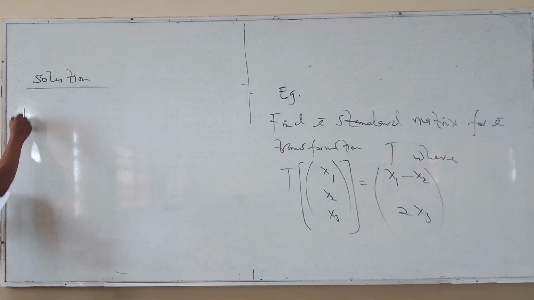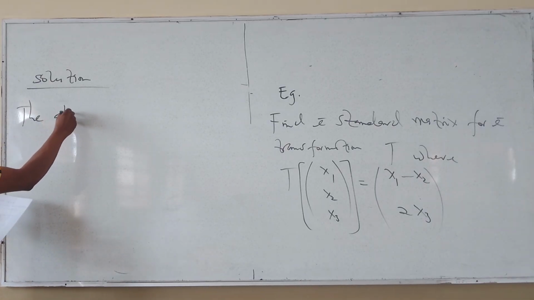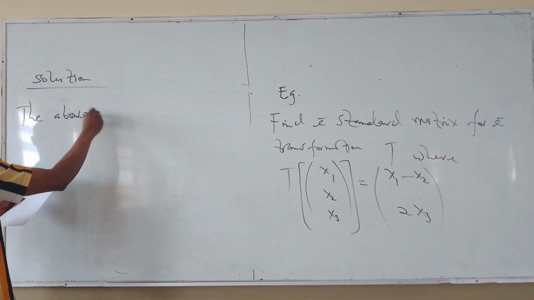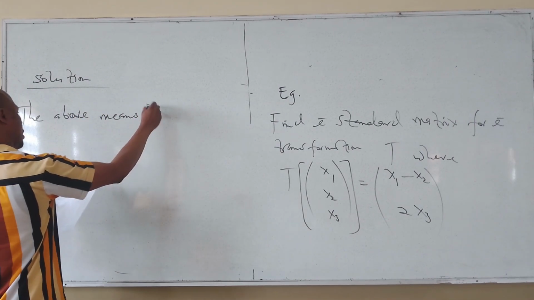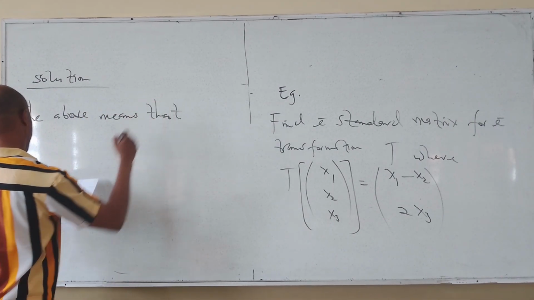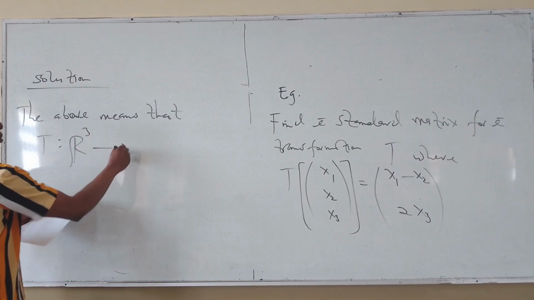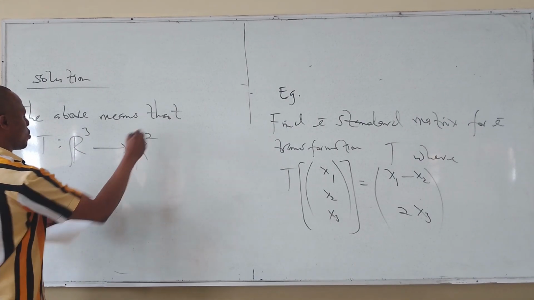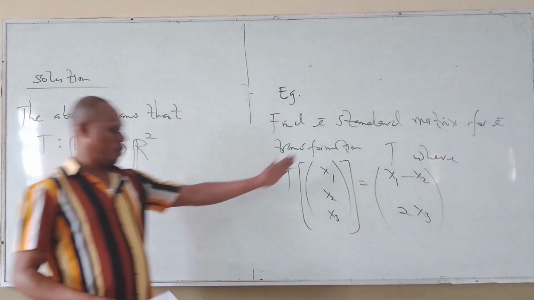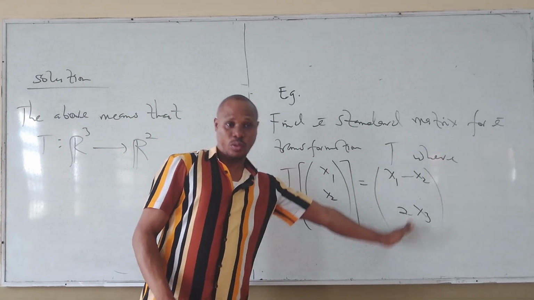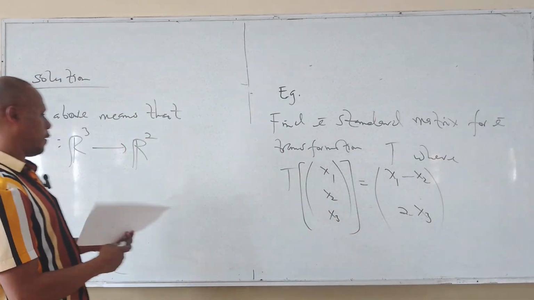You are writing the above, which means that T maps R3 to R2. So you are moving from 3-dimensional to 2-dimensional.